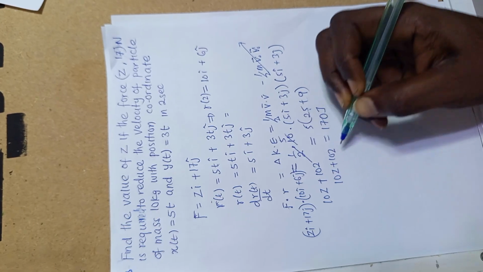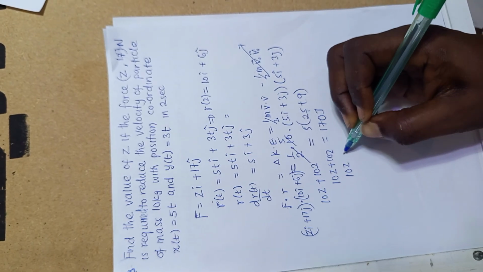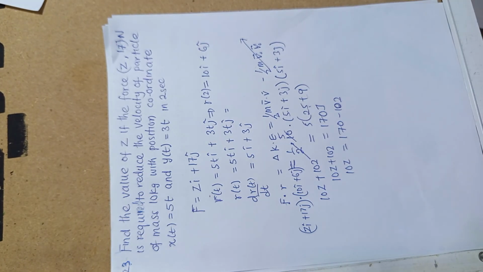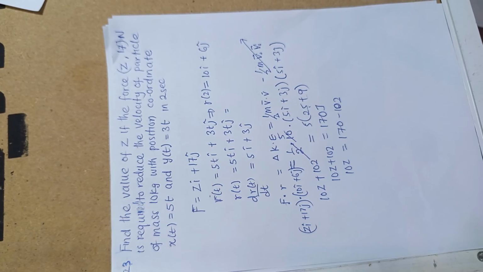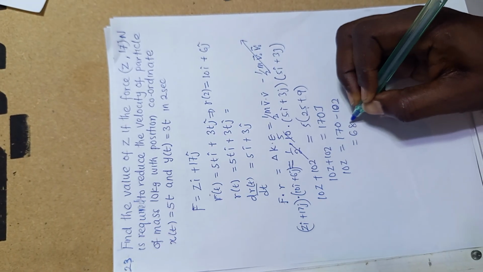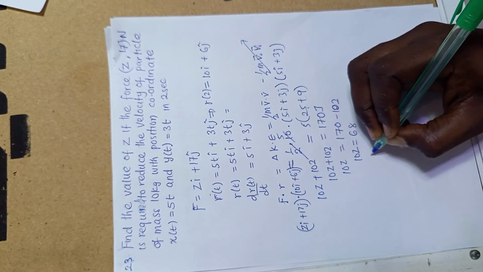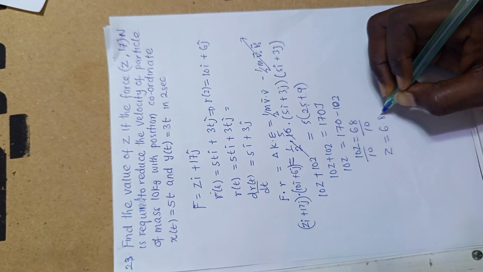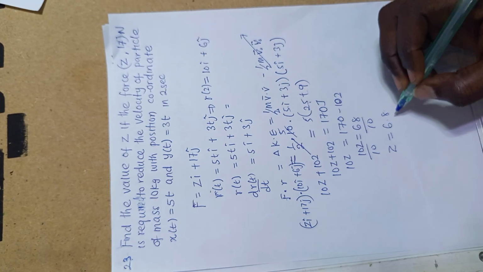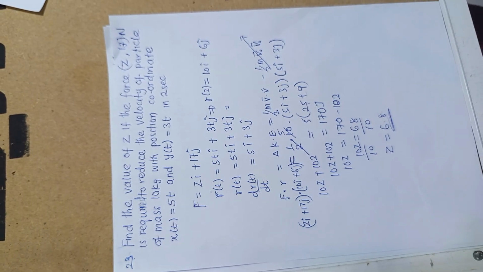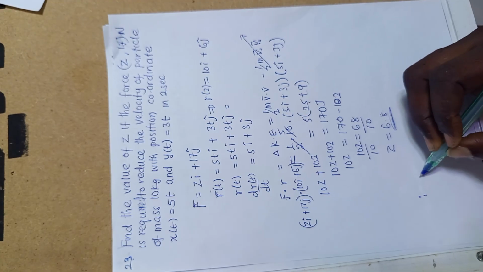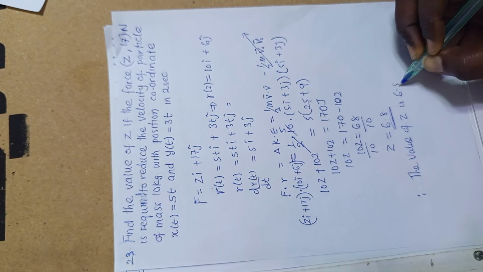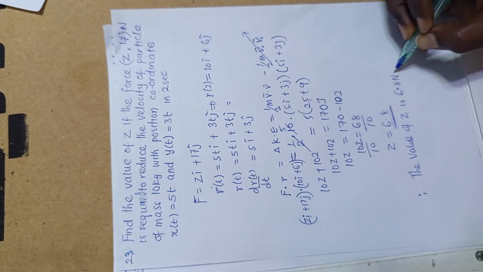10z plus 102. Take this one to the other side. 10z equals 170 minus 102. What do we have? We are going to have 68. So 10z equals 68. Divide both sides by 10. So z equals 6.8. So the value of z is 6.8 Newton.